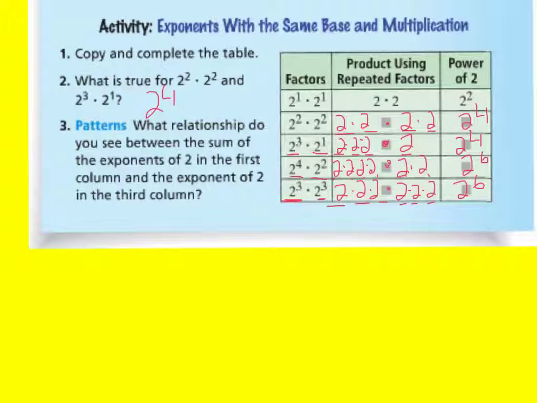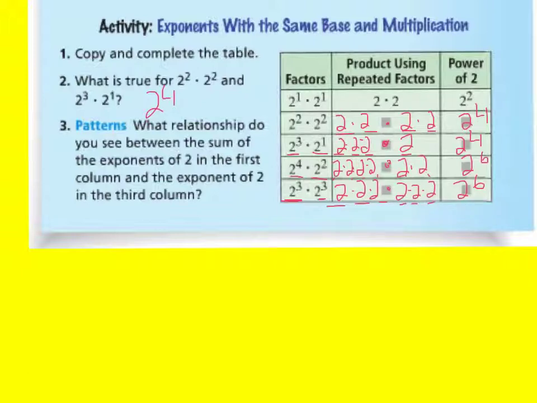What's 2 plus 2? 4. What's 3 plus 1? 4. What's 4 plus 2? 6. What's 3 plus 3? 6. You write 3 2's here and 3 2's here. That's a total of 6 2's.